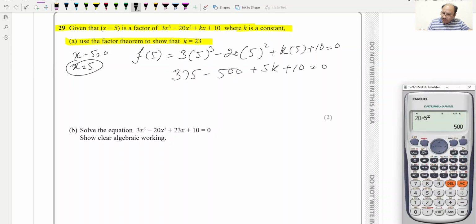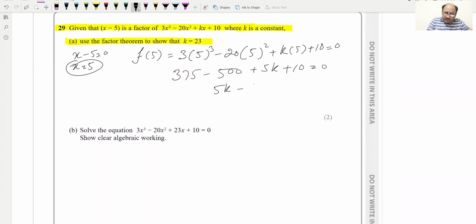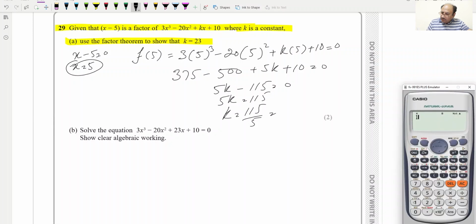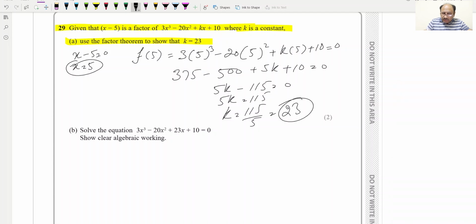So if we simplify, 375 minus 500 plus 10 simplifies to minus 115, so 5k minus 115 is equal to 0. So 5k is equal to 115, and k will be equal to 115 over 5, and 115 divided by 5 will be equal to 23, and this was the 2 mark question which we are done with.